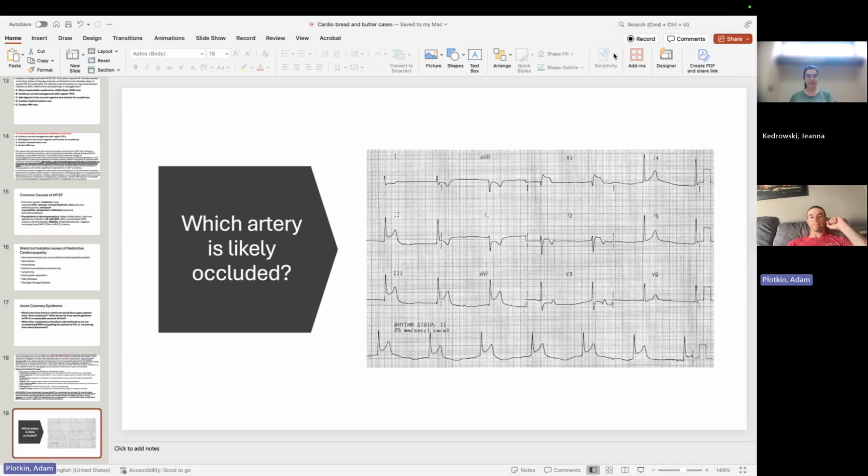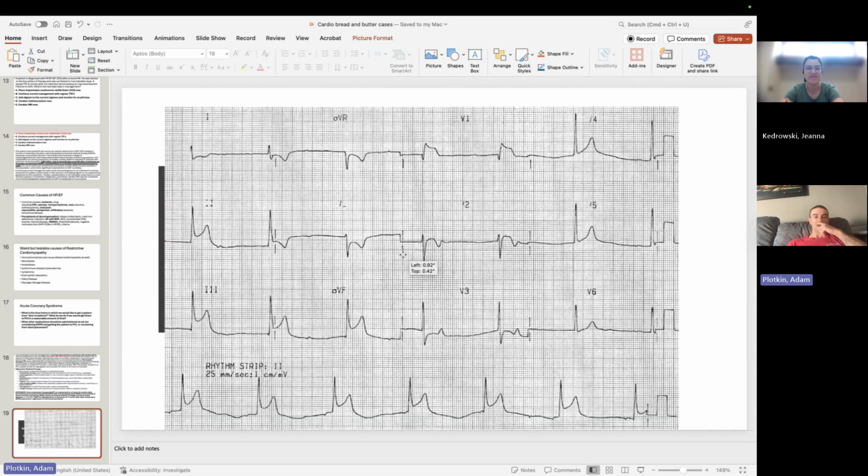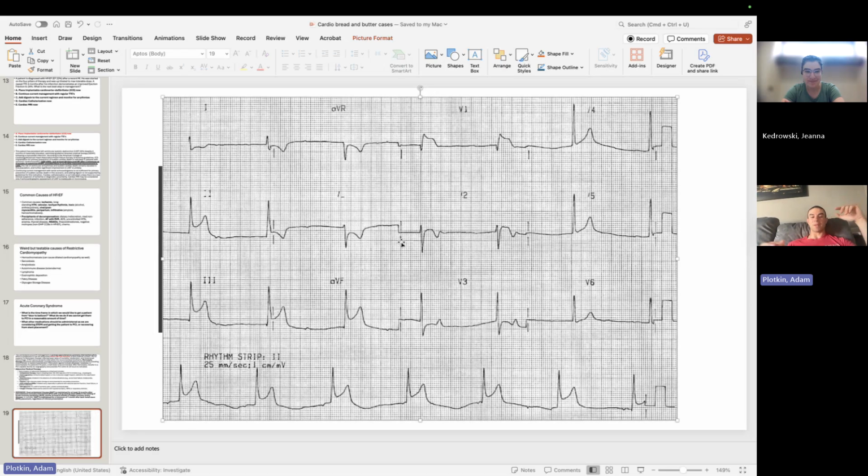Yep. All right, I'll make this bigger, but now tell me, so this is a STEMI. I'm already telling you it's a STEMI. You just need to tell me which area of the heart, and if you can give me an artery, that would be the best. So we've got the elevations in 2, 3, AVF. This is the most common one.